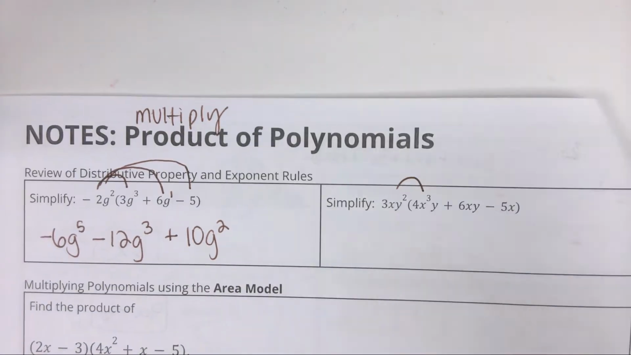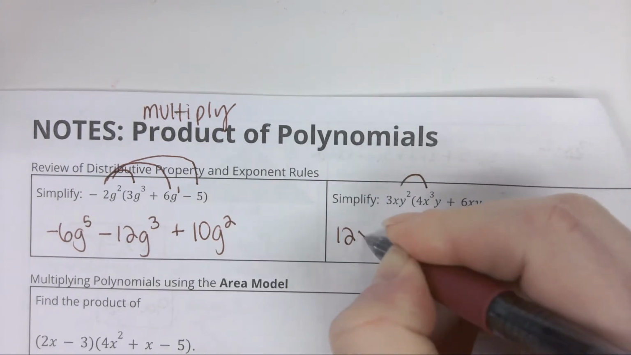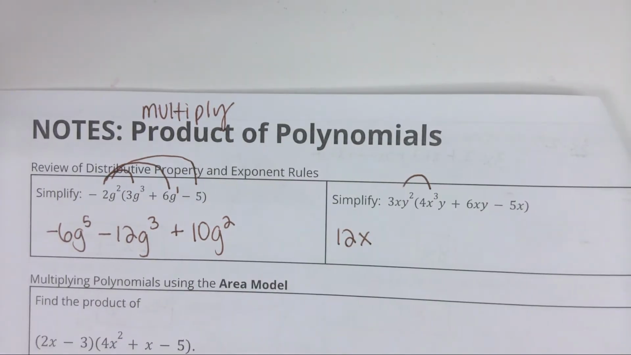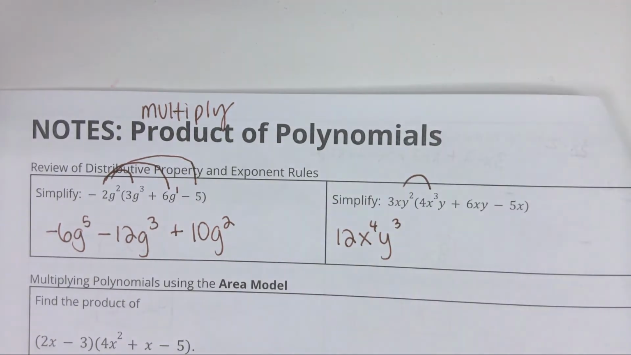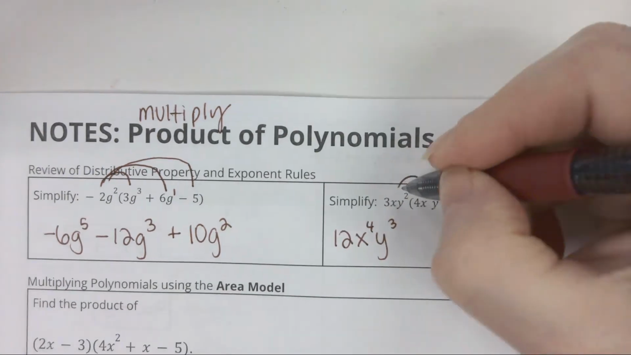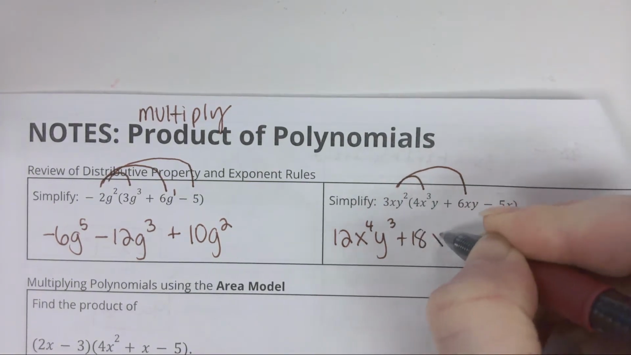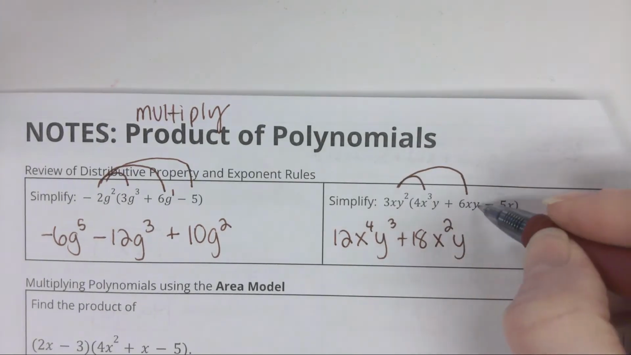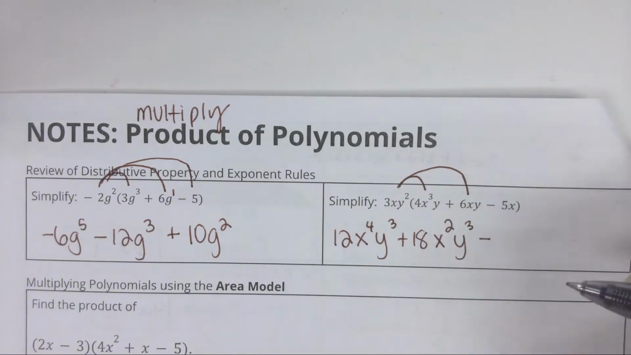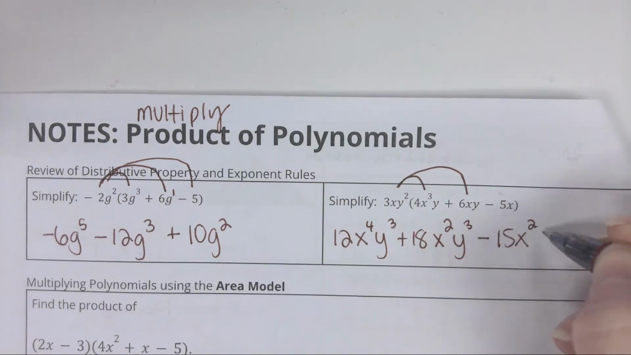We're multiplying them all together. That is easy. So 12 x to the 4th, y to the 3rd. How about that guy? 18 x squared y to the 3rd, because this is y squared and y. And finally minus 15. Let's see, that would just be x squared y squared.